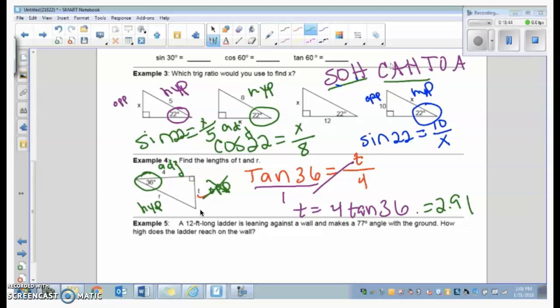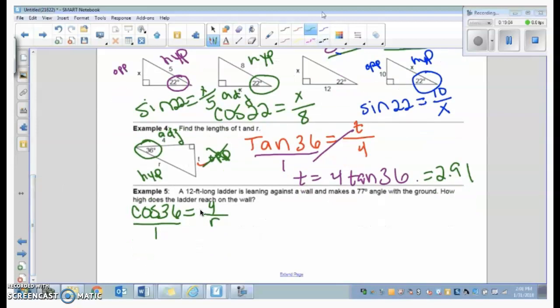So you have to decide, do we use SOH, CAH, or TOA? Well, let's look. We've got an adjacent side and a hypotenuse. So that tells me that we're going to use cosine. So cosine of 36 equals 4 over r. And we're always going to put the cosine of 36 over 1, so that way we can cross multiply.